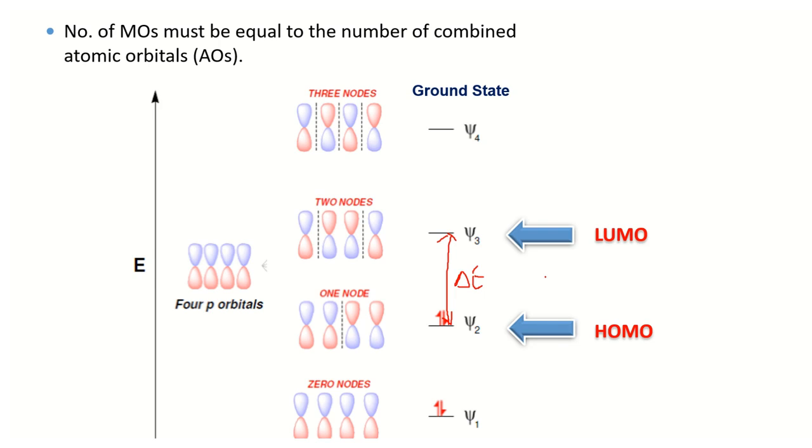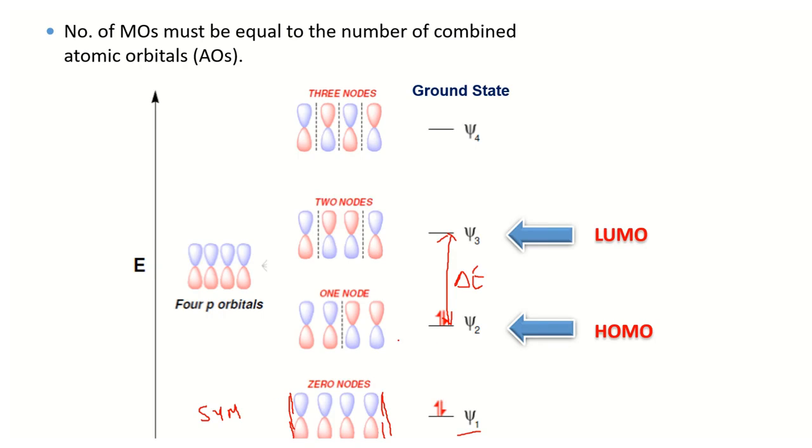Another feature I want to point out to you is this. If you look carefully at Psi1, here we have this p orbital, that end it's blue, and over here it's blue. So on both ends we have the same flavor, the same color. We say that this molecular orbital is symmetrical.